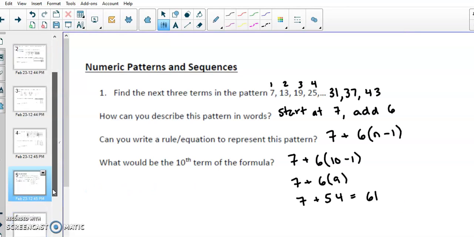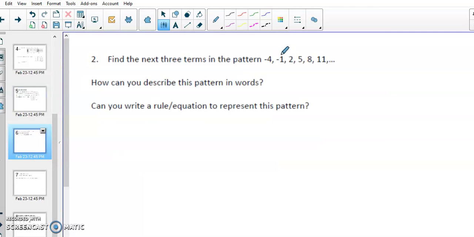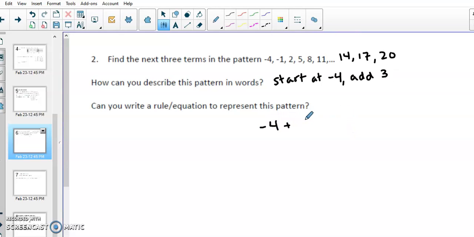I'll do one more with you guys. Let's do number 2 together. Find the next 3 terms. Okay, let's see. Looks like we're going up by 3. So 14, 17, 20. Describe the pattern in words. Start at -4, add 3. Can we write a rule? Sure. -4 plus 3, and again, there's that n minus 1.